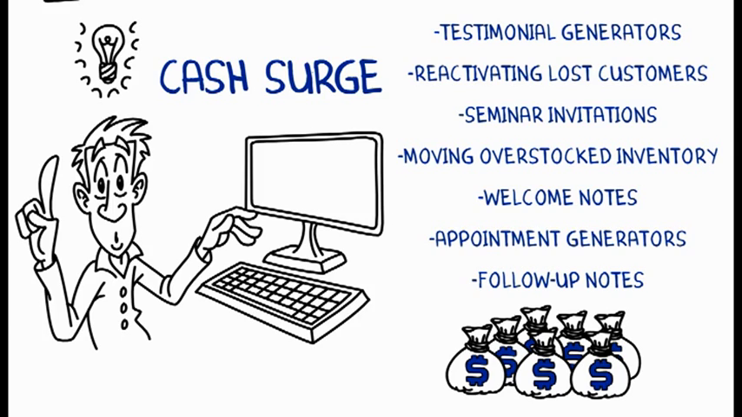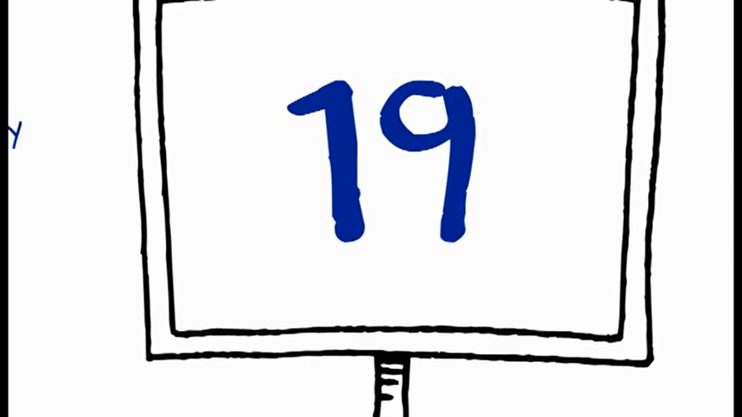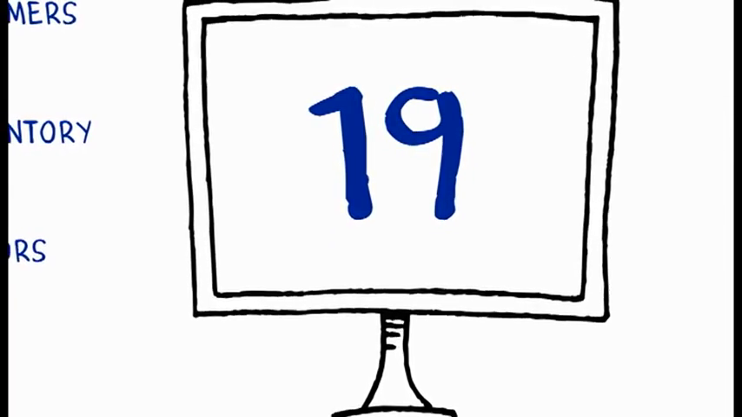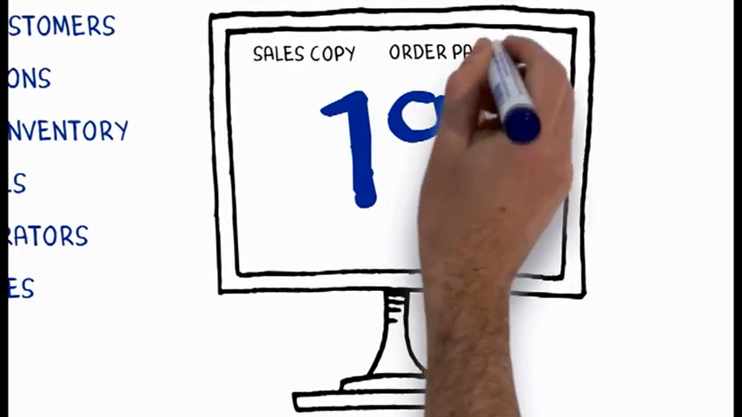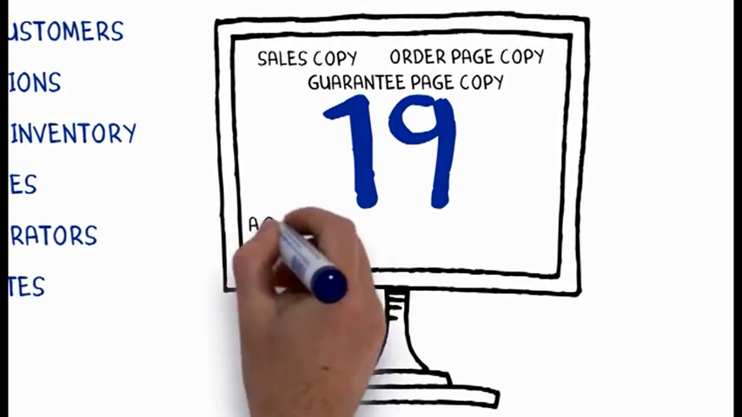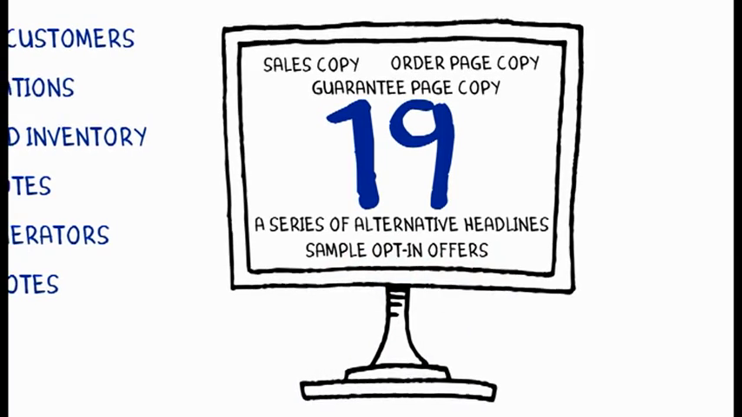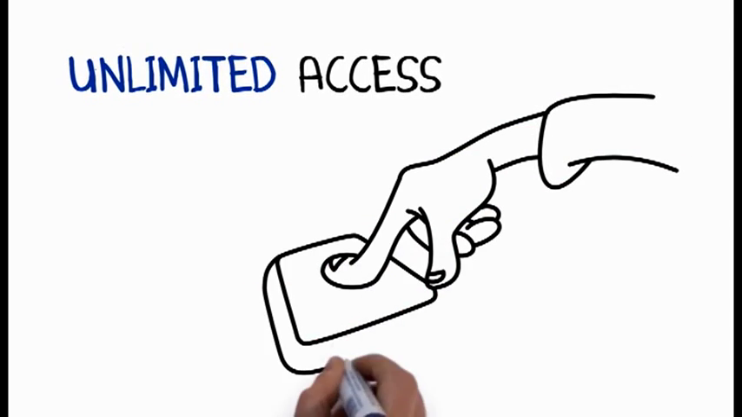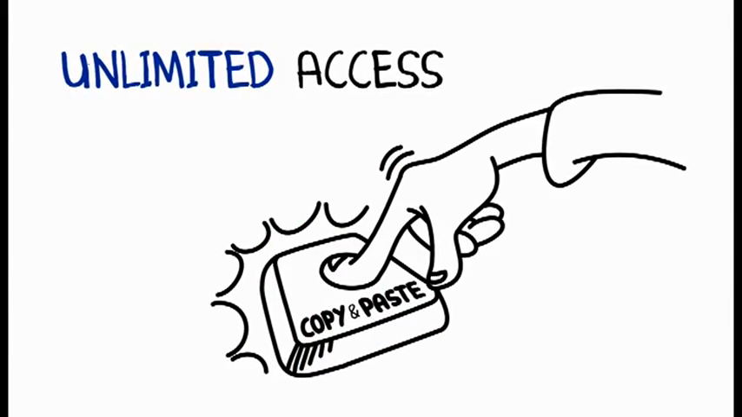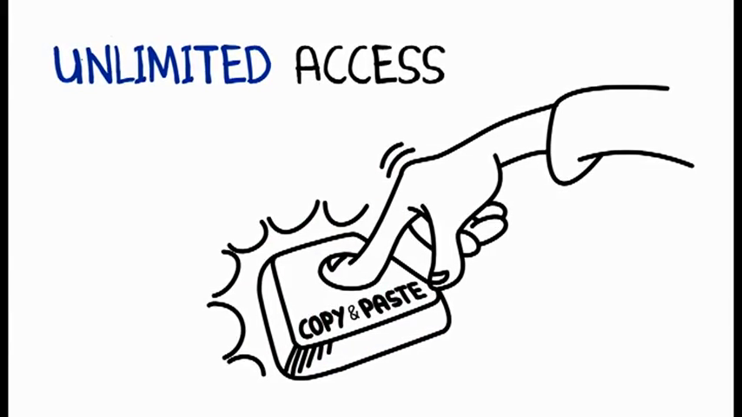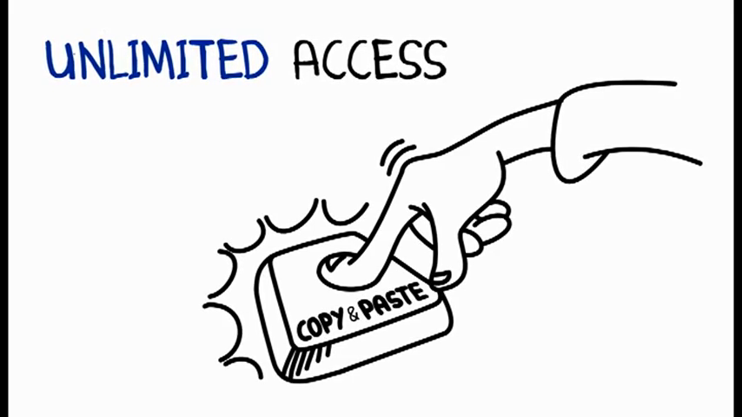But there's more. So now you're going to get 19 powerful and complete website templates for almost any business or service, all laid out for you with the graphics and everything you need to get going right away. New sales copy for your homepage, your order page copy, guarantee page copy, a series of alternative headlines, sample opt-in offers, and much more. The best part is you're going to get unlimited access to this massive collection of copy templates, all written by professional copywriters, ready for you to copy, paste, and customize for your own marketing needs. You can continue to return to them over and over again depending on what your situation is.